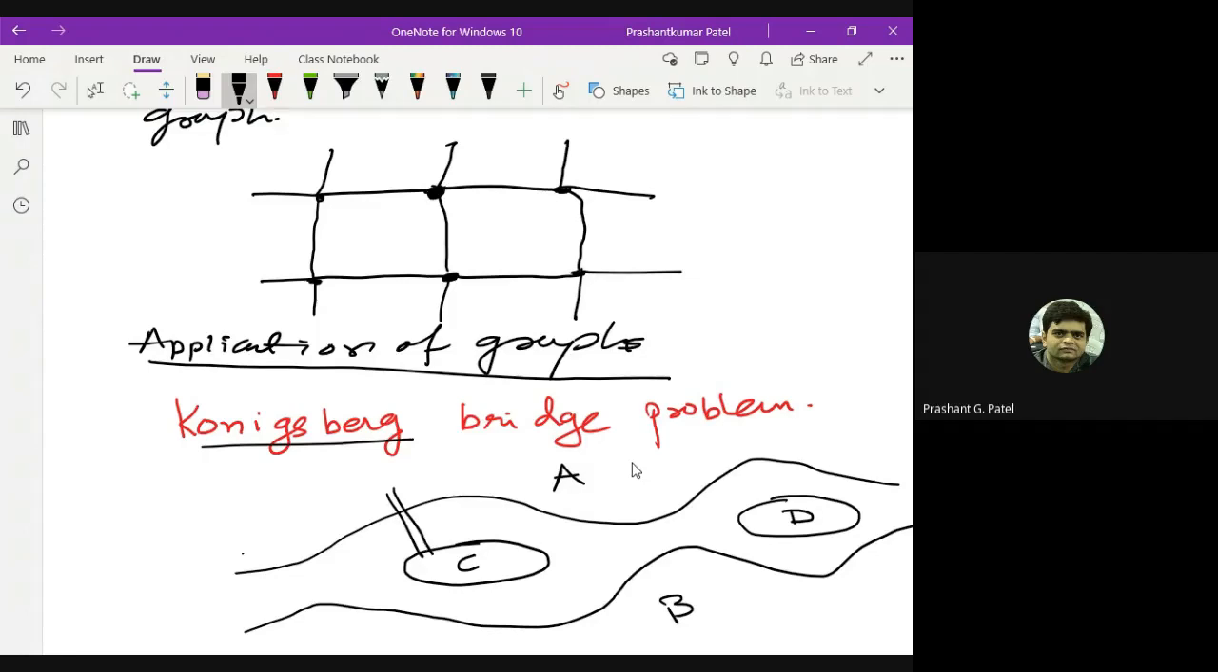This is the first bridge. This one is the second bridge. Here is a third one, which connects C and D. And this is the fourth one, also connecting B and C. There is one more bridge which connects both these islands, C and D, and one bridge which connects A and D, and one bridge which connects B and D.